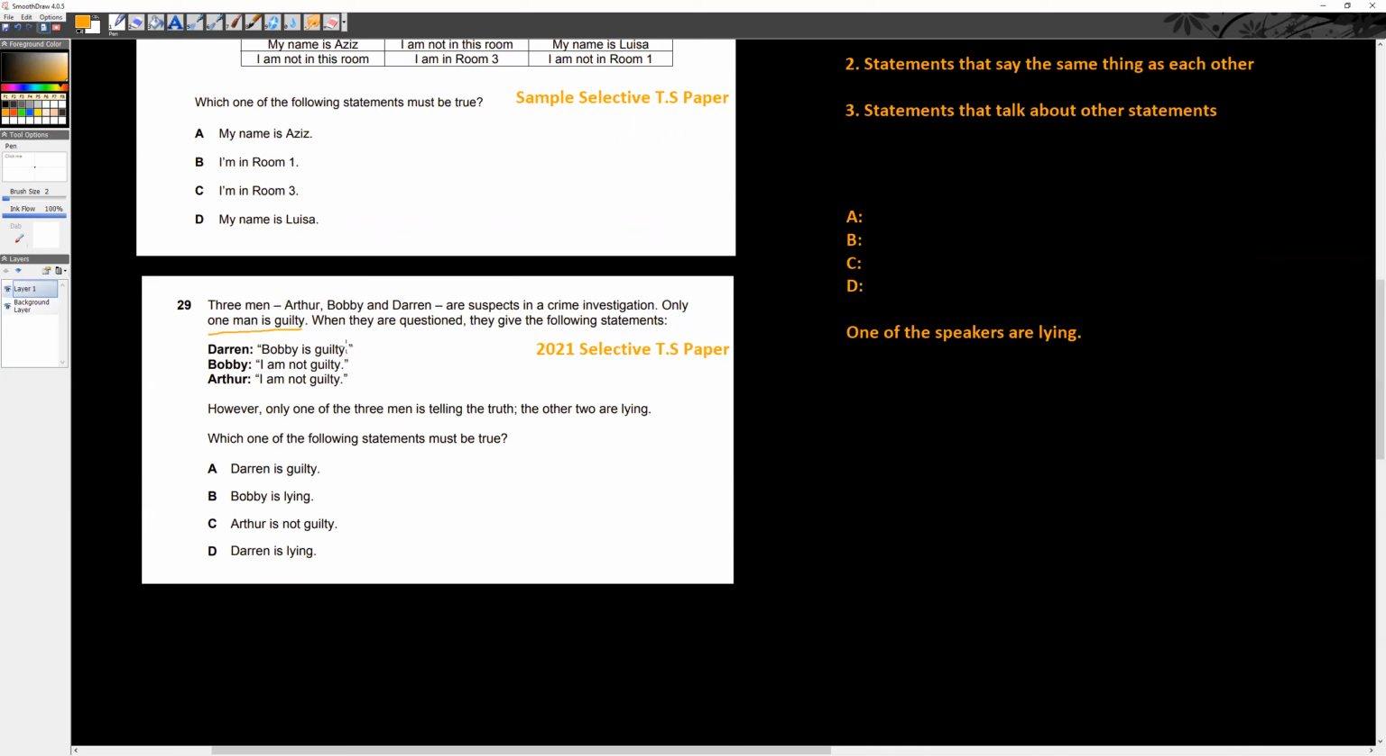Darren says Bobby is guilty. Bobby says I am not guilty. Arthur says I am not guilty. However, only one of the 3 men is telling the truth. 2 of them are lying. That's a very important piece of information: 1 truth teller, 2 liars. And the question is asking which one of the following statements must be true. So in this case, we have to figure out who's guilty, who's lying, and who's telling the truth before we find the answer. Now, this is a truth and lie question.